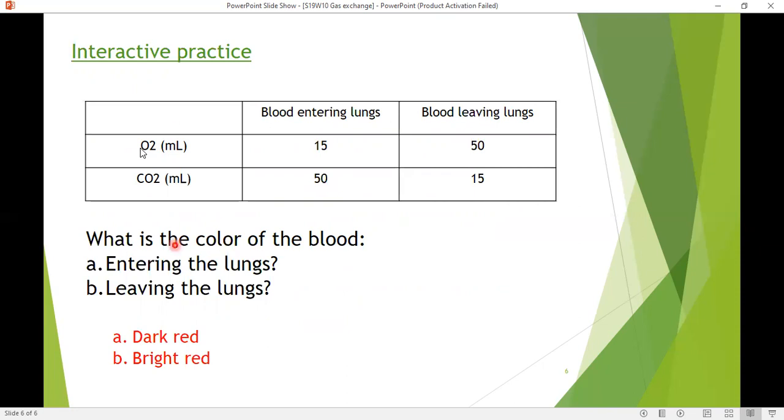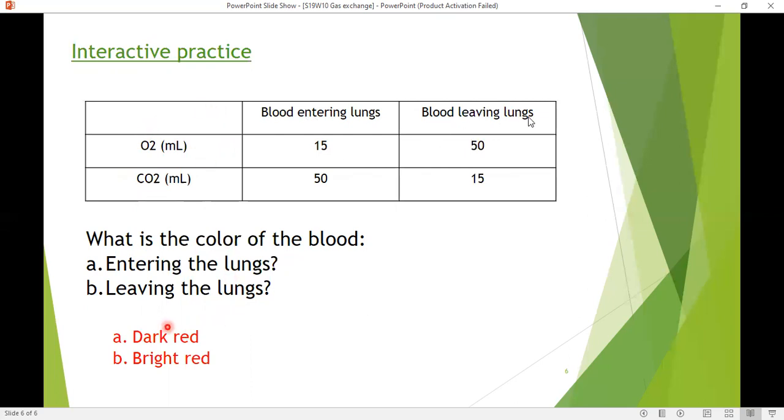Here we have a table that shows the amount of oxygen and carbon dioxide in the blood entering the lungs and blood leaving the lungs. And we want to know what is the color of the blood entering the lungs and leaving the lungs. If you notice here, the blood entering the lungs is rich in carbon dioxide because 50 is more than 15 of oxygen.